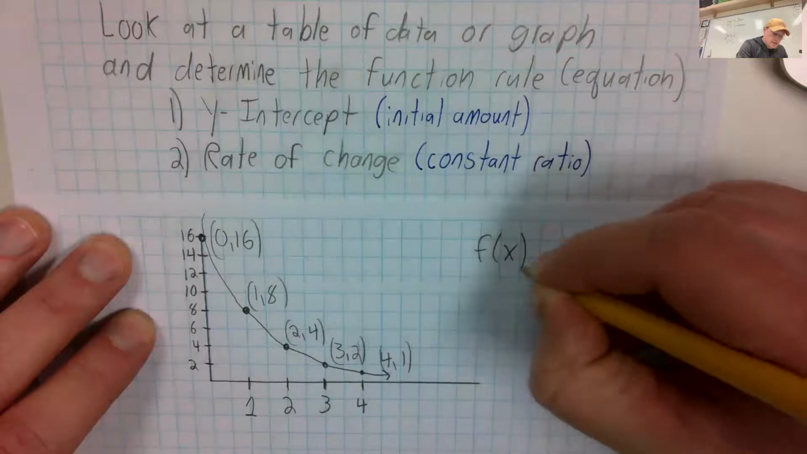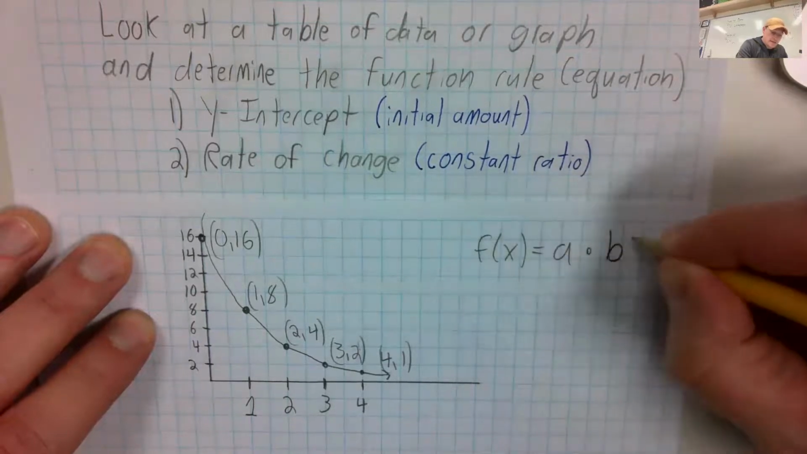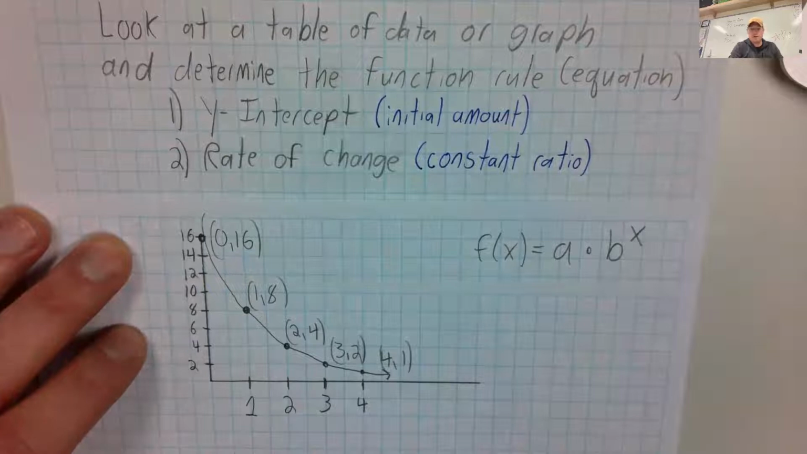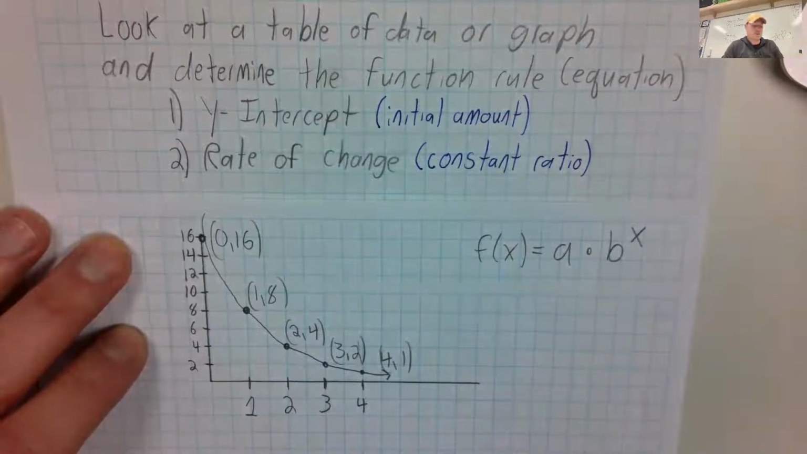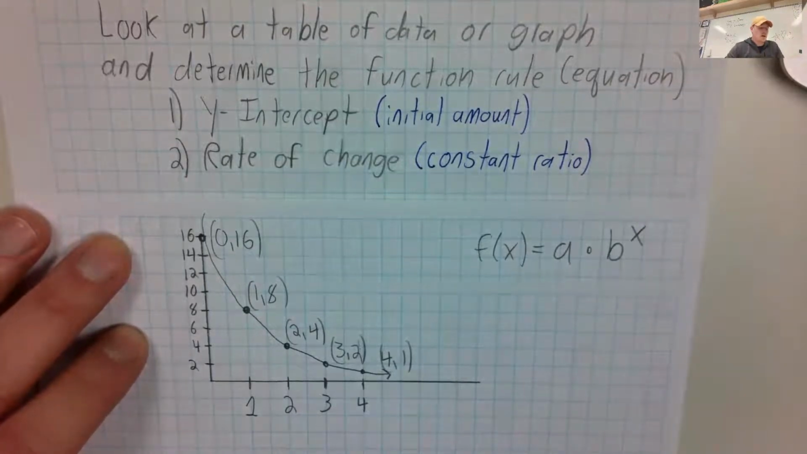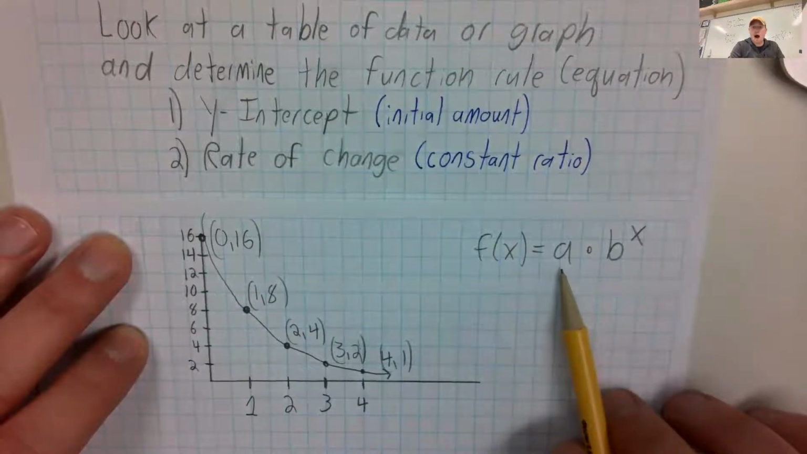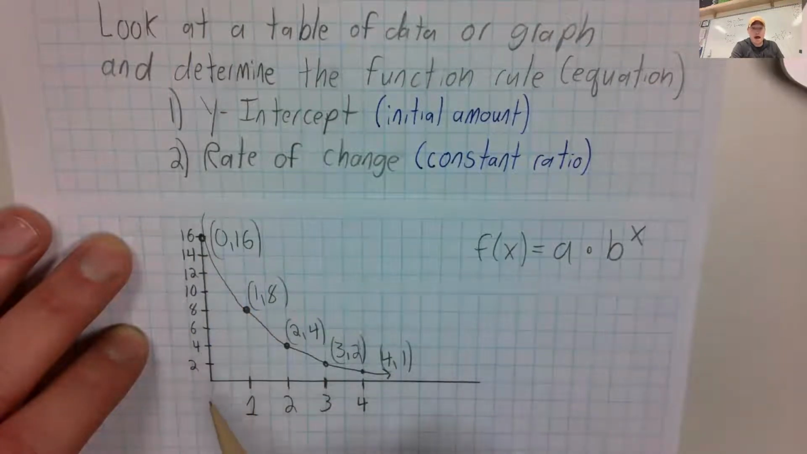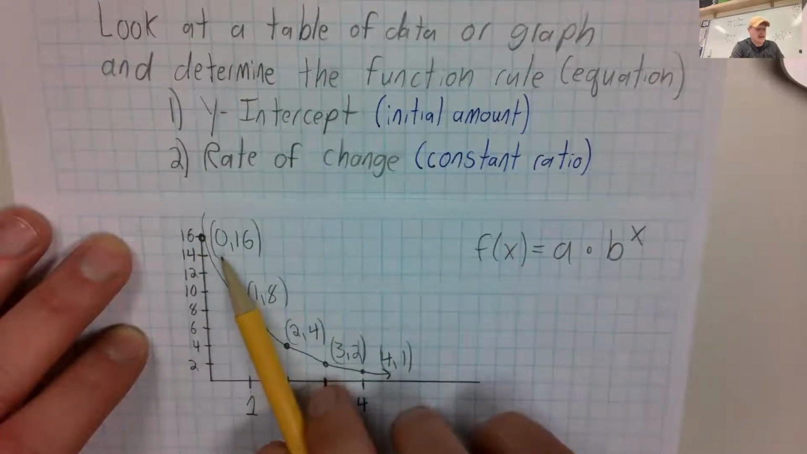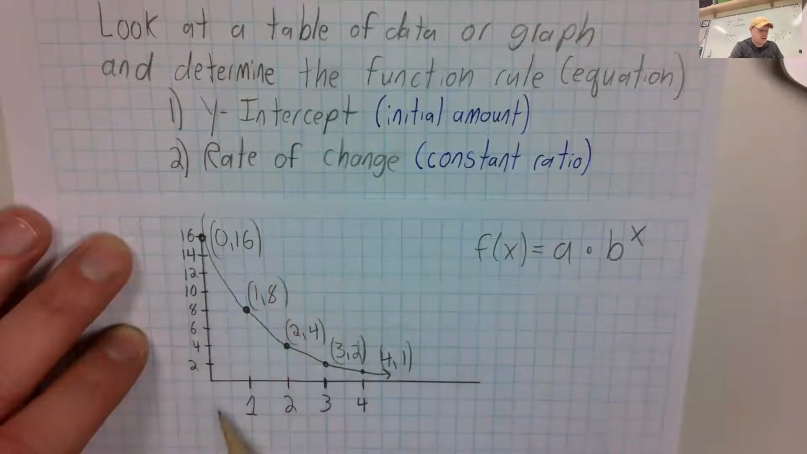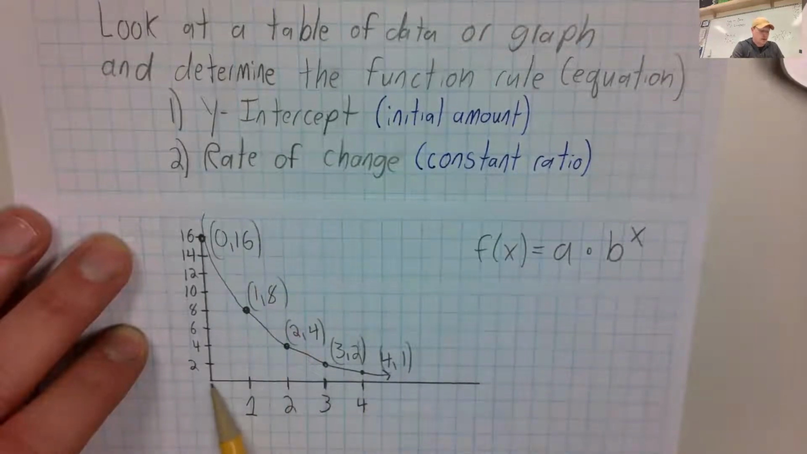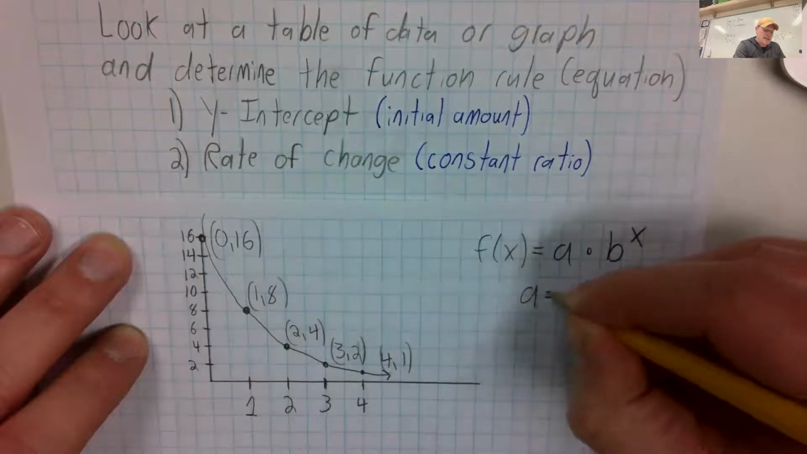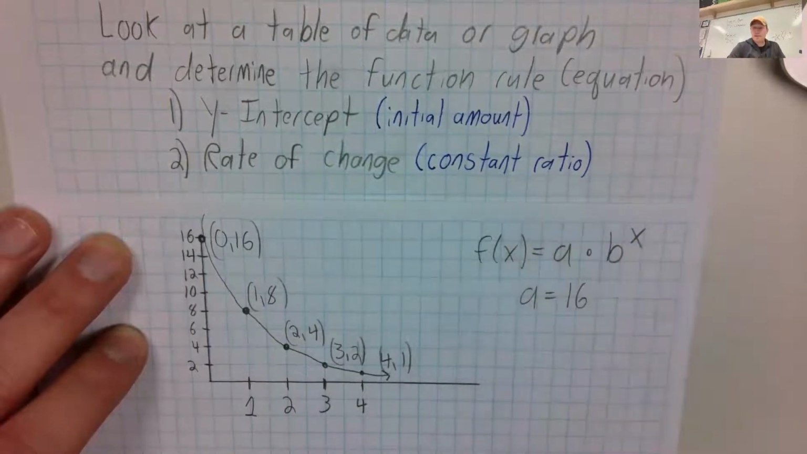f of x equals a times b to the x. So if you need to pause this and write this equation down, or you can just look at it however you want. So a, the initial amount, that's just our y-intercept. And our y-intercept is where our line crosses the y-axis. And it's always going to be given as 0, 16, because 0 is our x. So it's up here. And then where is it on our y-axis? It's up at 16. So right off the bat, I know that a equals 16. And I'm going to plug that in at the end.